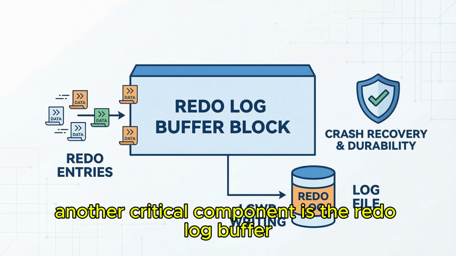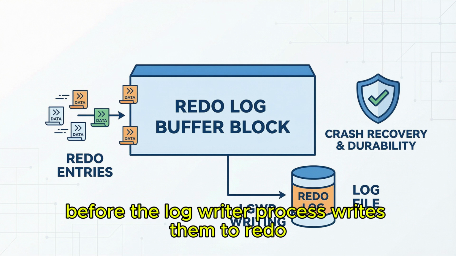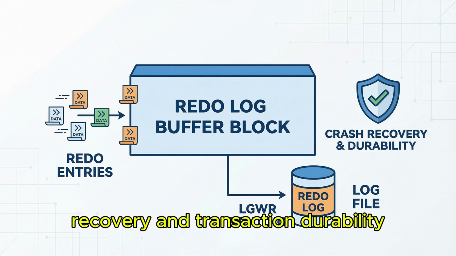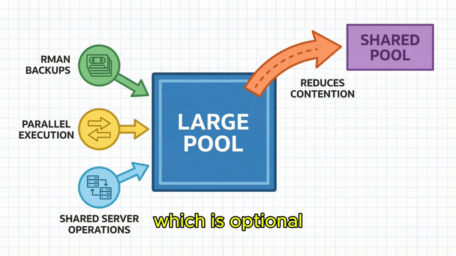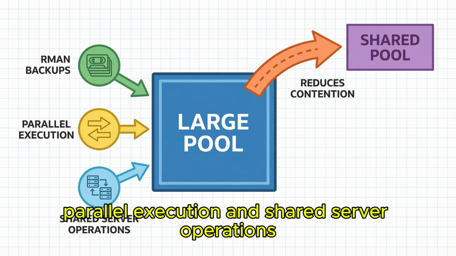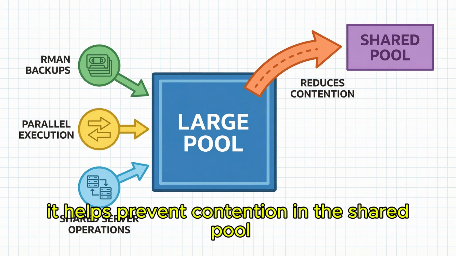Another critical component is the redo log buffer. The redo log buffer temporarily stores redo entries before the log writer process writes them to redo log files. This is essential for crash recovery and transaction durability. There's also the large pool, which is optional. The large pool is used for RMAN backups, parallel execution, and shared server operations. It helps prevent contention in the shared pool.